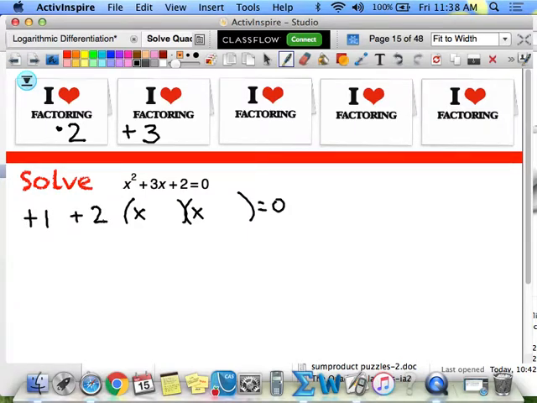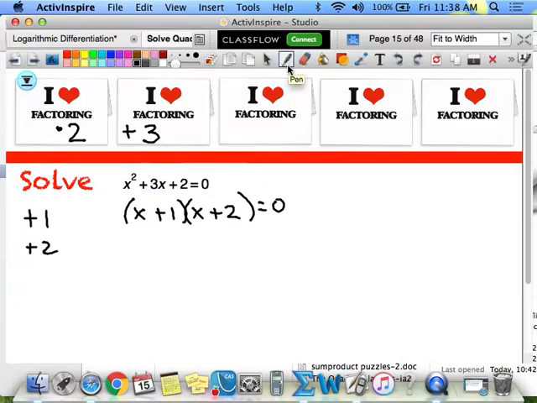2. Do they multiply together to give 2? Do they add together to give 3? So, plus 1 and plus 2. So our first step is to factor it. I'm going to put that down here, because it kind of looks like it's multiplying that thing.